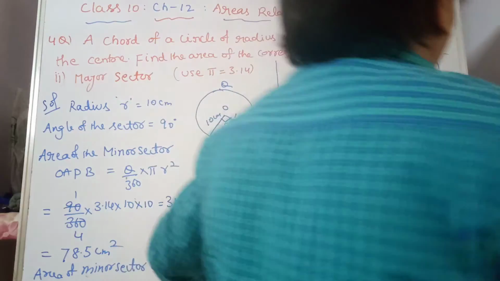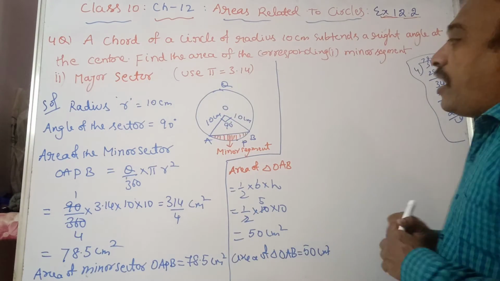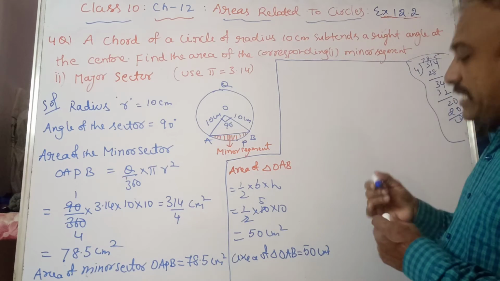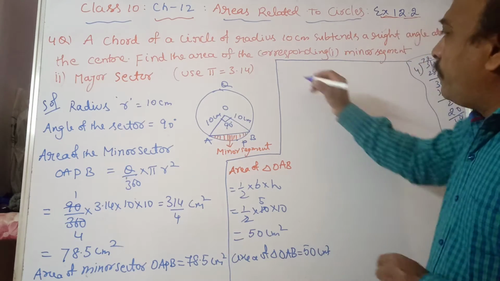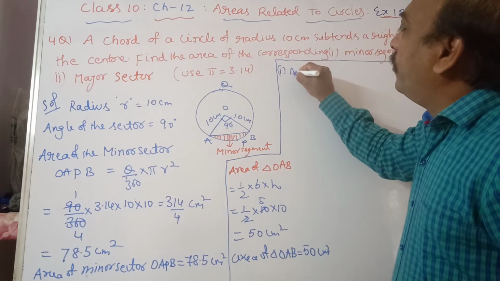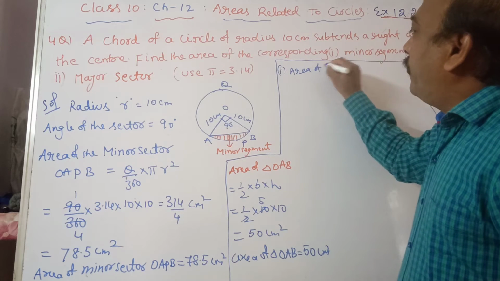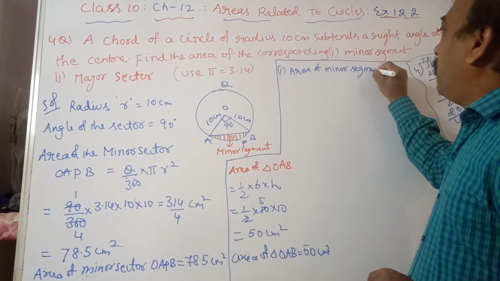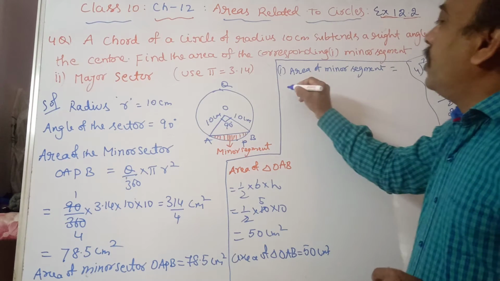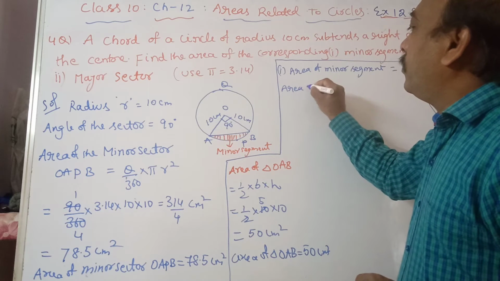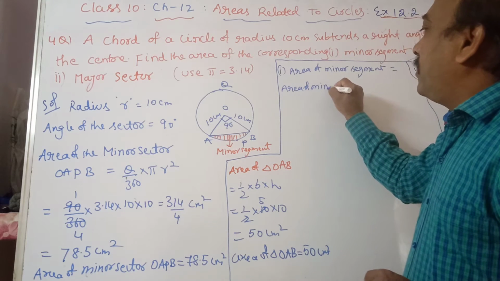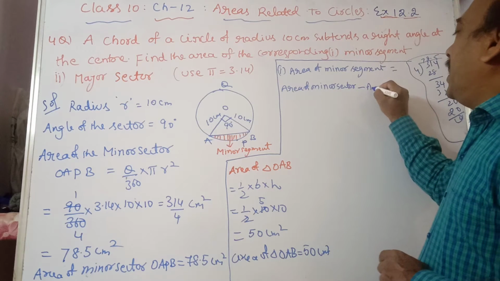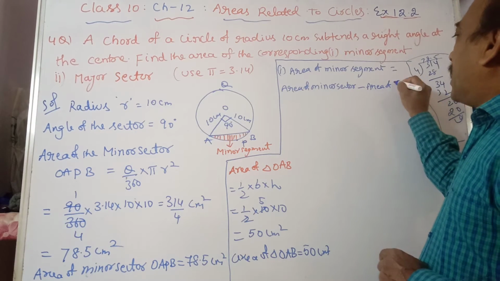Now what we have to do? We have to find out the area of the minor segment. The first one is area of the minor segment. Minor segment is equals to area of minor sector minus area of triangle.